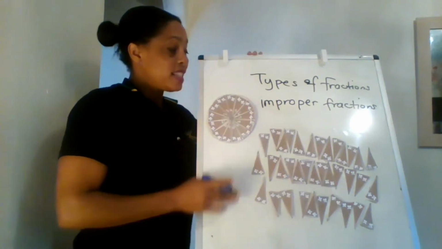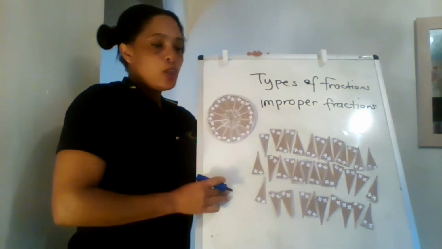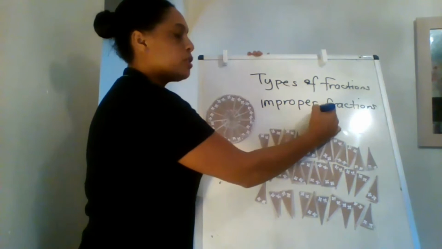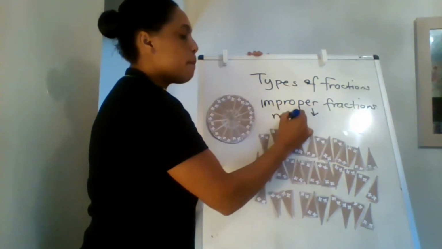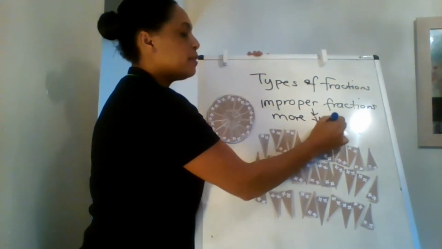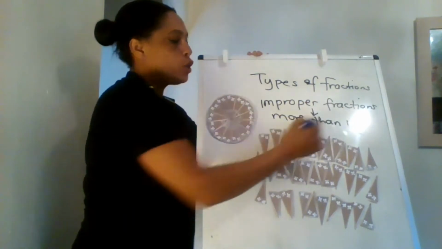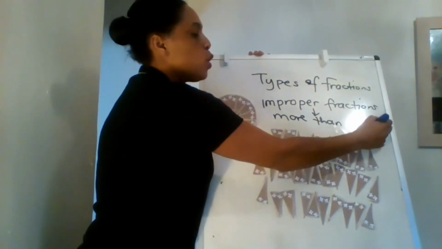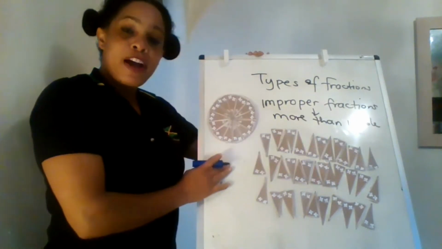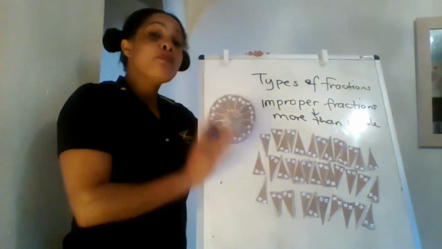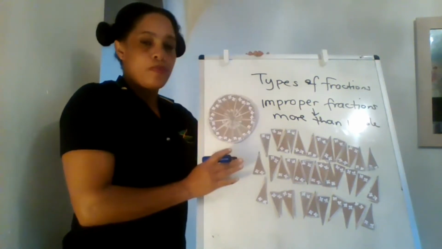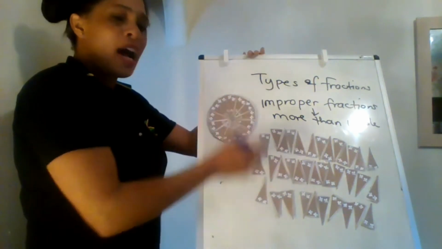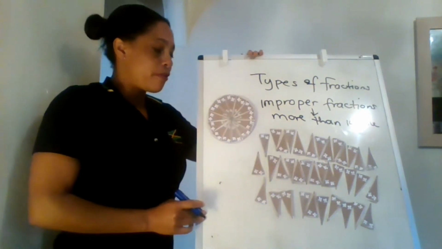Now let's look at improper fractions. Improper fractions are fractions that are more than 1, so it's more than 1 whole. An improper fraction is a fraction that is more than 1 whole. So let's look at the picture of an improper fraction.